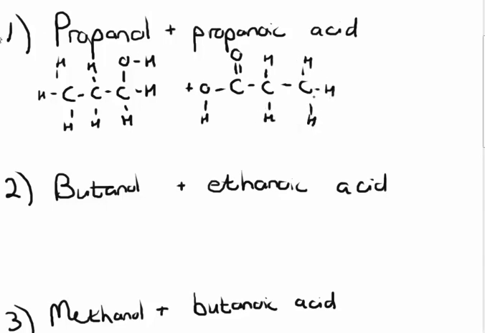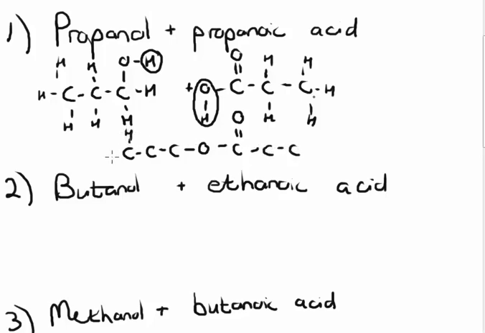And now what will happen is that the dehydrating agent that we add, sulfuric acid, is going to remove a hydrogen from the alcohol and a hydroxide group from the carboxylic acid. And what will form is the following. We will have the 3 carbons of the propanol, the oxygen on the alcohol, now forming a bond with the carbon of the propanoic acid. We still have our double bonded oxygen there and our remaining carbons, and then we simply add our hydrogens.